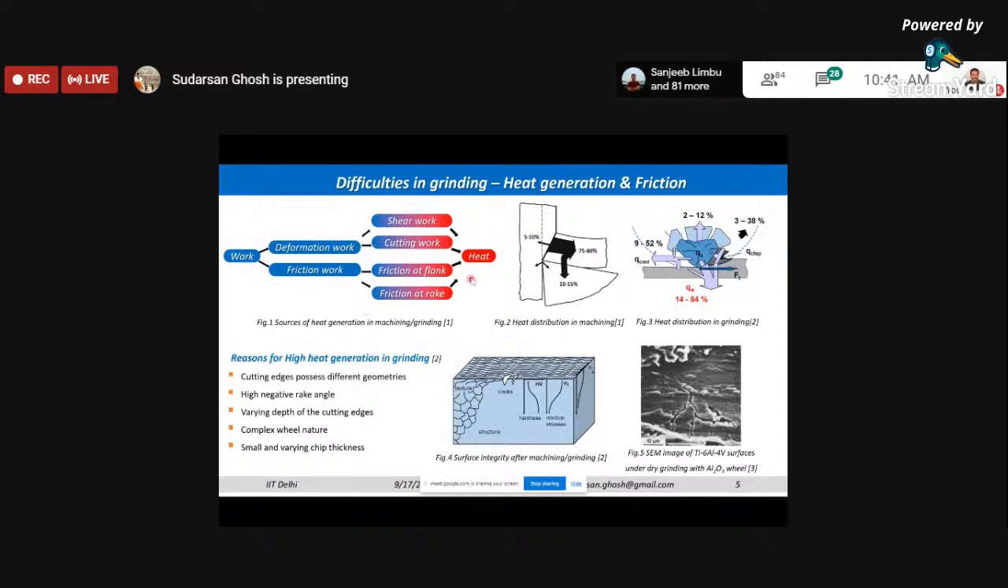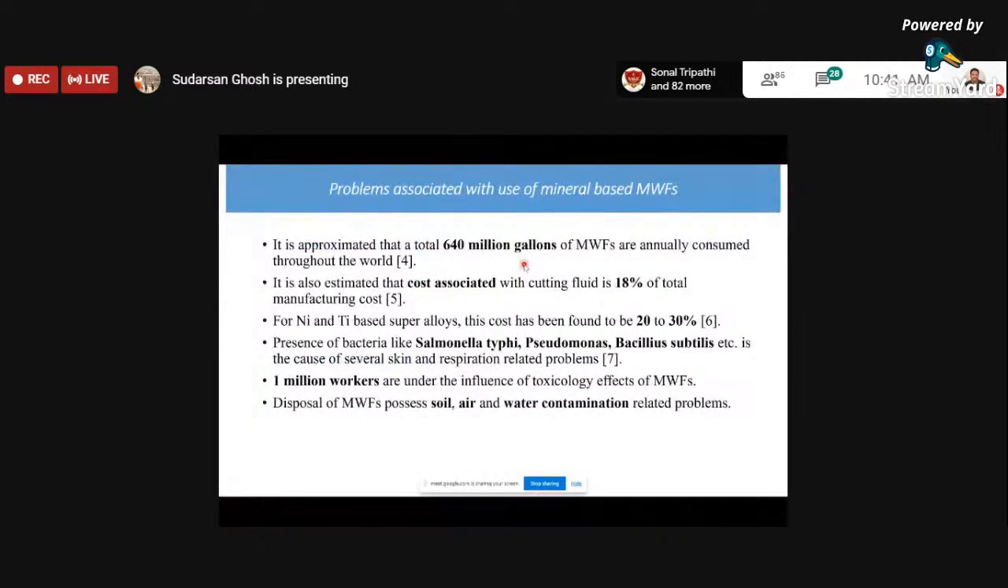For the friction part, within the cutting fluid we can have some lubricants, and these lubricants can come in the interface between the chip and the rake surface and the flank surface of the tools, and thereby reduce this friction. But what we have seen is that the mineral based metalworking fluids which are used have their own issues. Though a lot of metalworking fluids are used, their cost is very high.